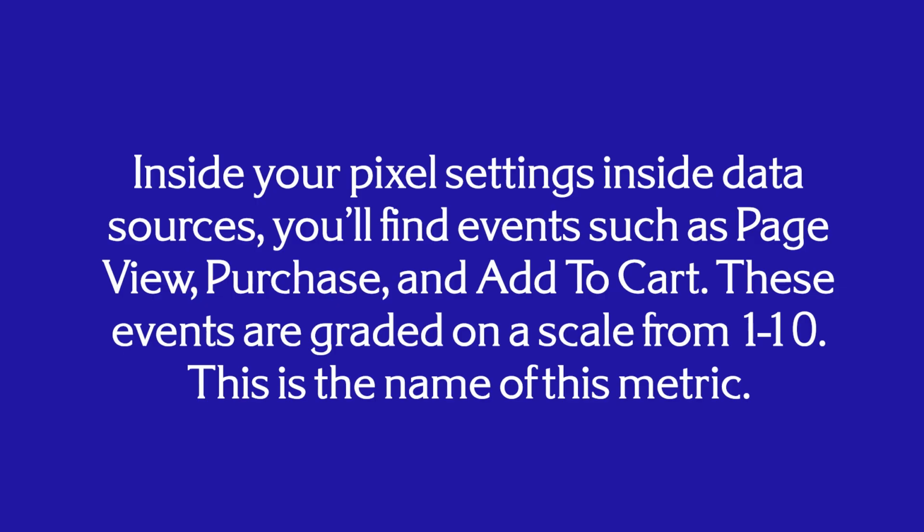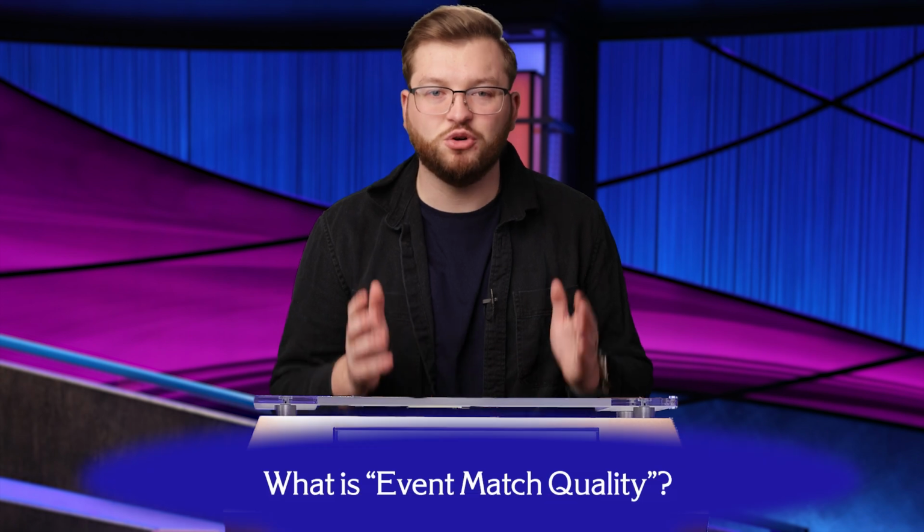Here's the clue for technical setup. Inside your pixel settings, inside data sources, you'll find events such as page view, purchase, and add to cart. These events are graded on a scale from 1 to 10. This is the name of that metric. What is event match quality?